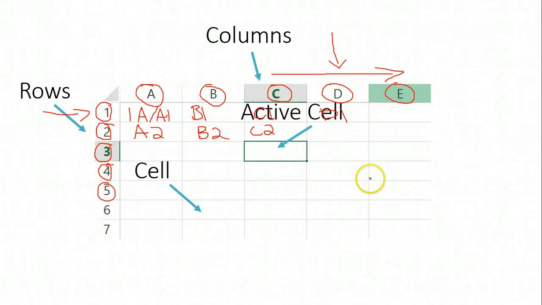Additionally, when we're looking at our cells, there's going to be one or more active cells within our worksheet that we're working on in Excel. The active cell will have a border around it. In Excel 2013, it will have this dark green border around it. And currently our active cell is cell C3.